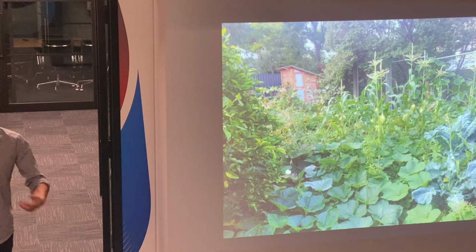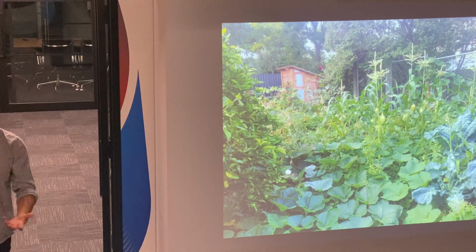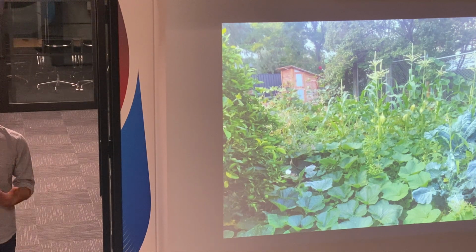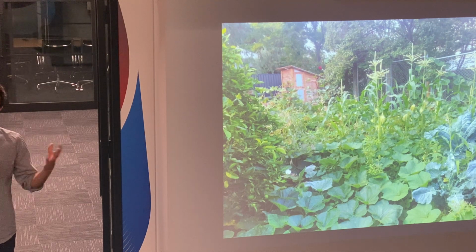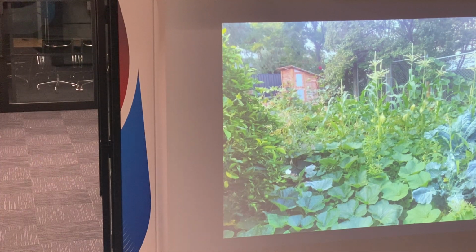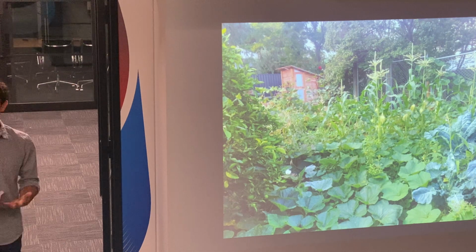Bones are really good as well. Bones are porous, and they retain nutrients. So the idea is, what can we do to manage our waste in a way that allows us to have nutrients in the ground, nutrients that stay in the ground?